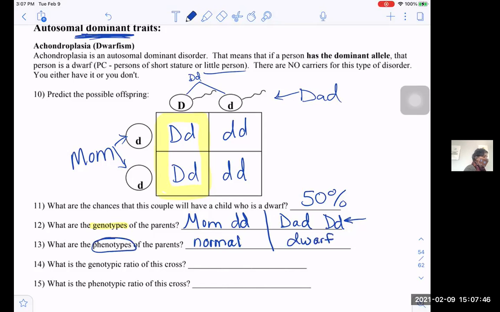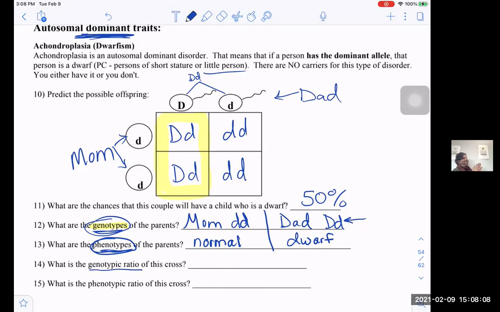So you have to remember what these words mean, genotype and phenotype. I think some people are still struggling with those two terms. Either that or just everybody's really tired right now, which I get, but I hope that in your head you're answering these questions. So what is the genotype ratio of this cross?